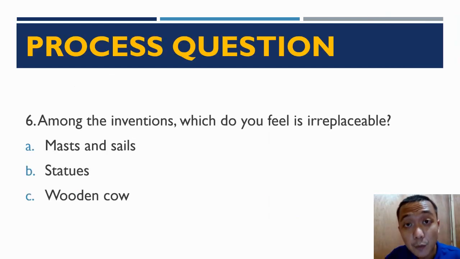And now for the process question. Among the inventions, which do you feel is irreplaceable? A. Masts and sails. B. Statues. Or C. The wooden cow. Next.